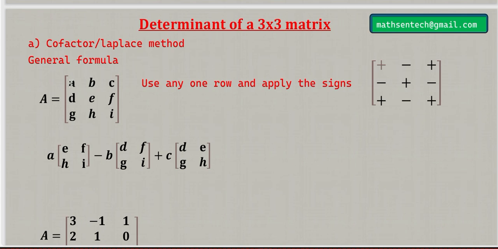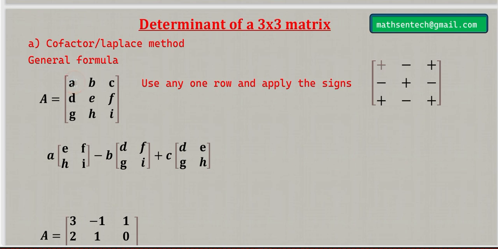In case you choose the first row, you are going to assign these signs here: plus, minus, plus. In case you decide to choose the second row, you're going to use the signs negative, plus, and negative. In case you choose the third row, you're going to use plus, minus, plus. In our case here, we are using the first row.